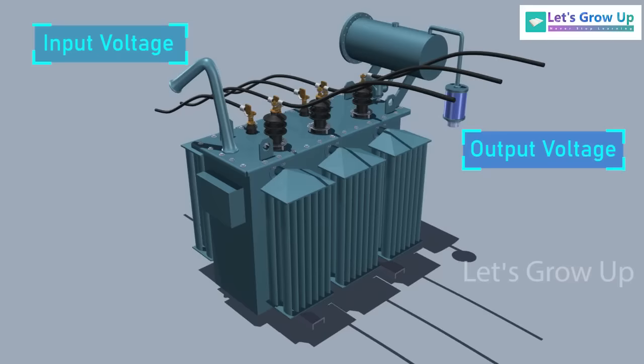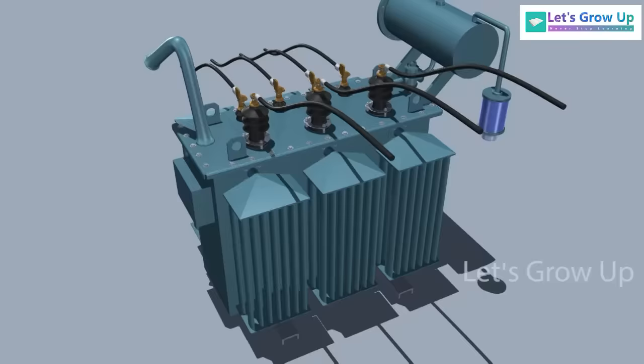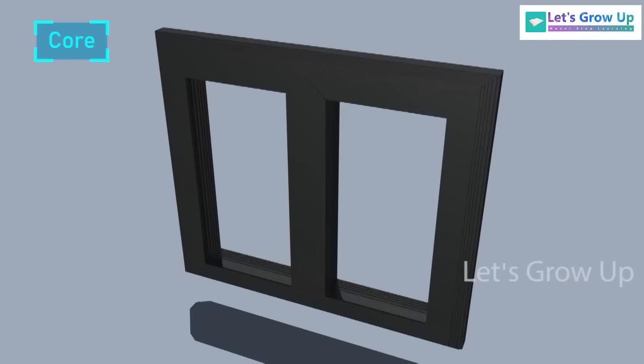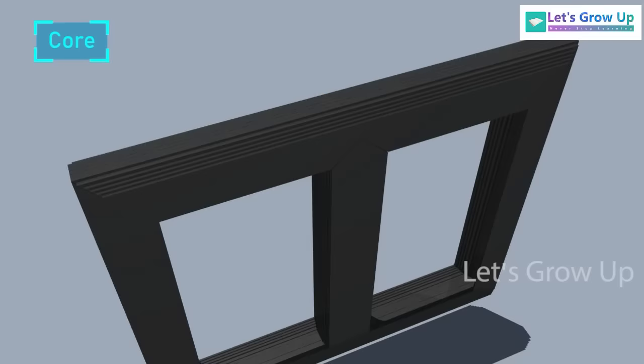Today, this video is going to explain the working function of the transformer. Let's start with the main parts of the transformer. The core is the main part, and it is called the heart of the transformer. The core is made up of iron, or silicon steel, or ferromagnetic materials. It is thin metal strips and laminations insulated by a coat of varnish or paper.